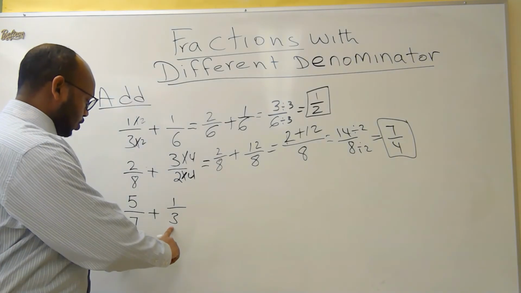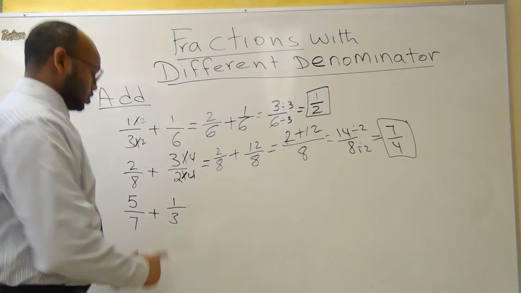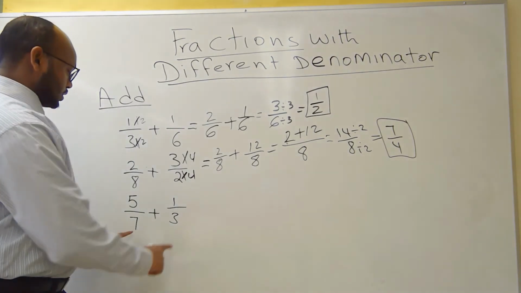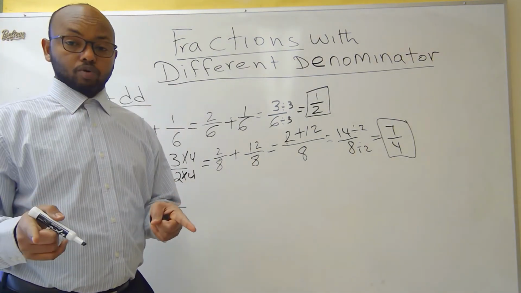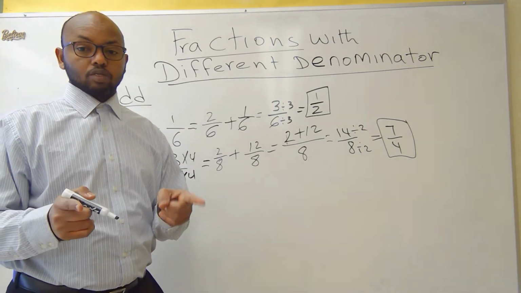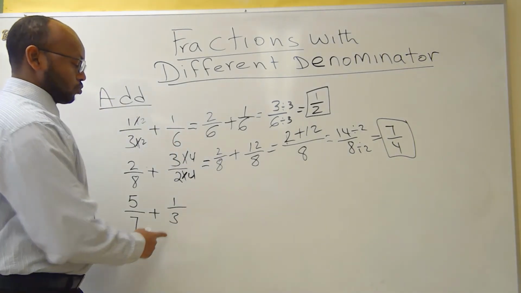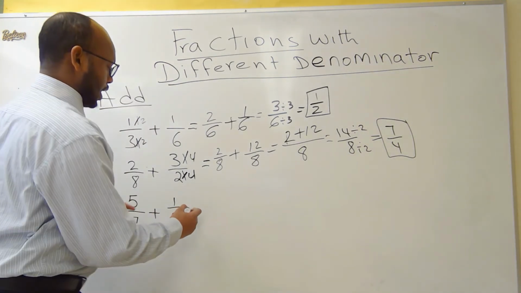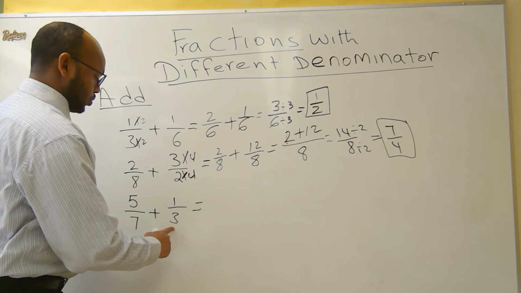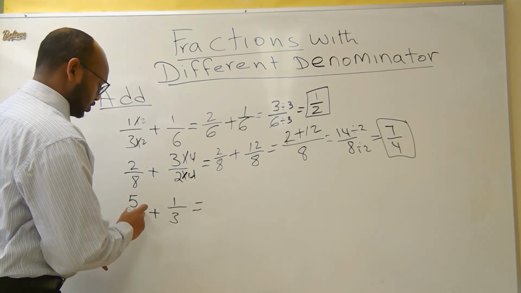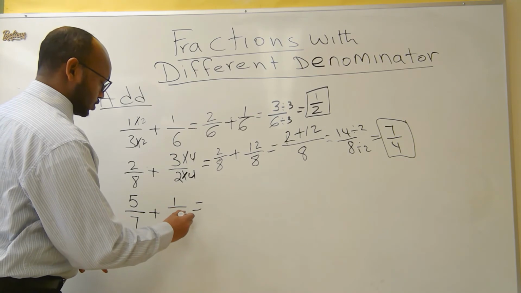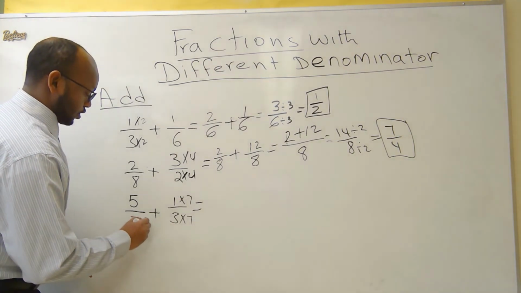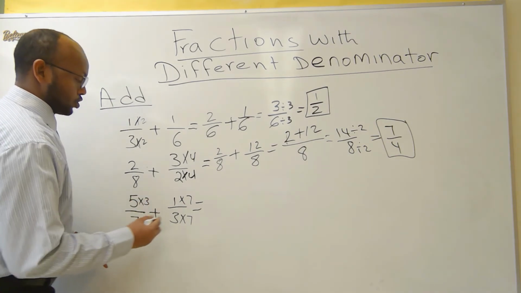How about if the denominators are different and neither is a multiple of the other? What will happen? Like 3 and 7, both of them are odd numbers, and I can say they are prime numbers. So it's not possible to get the multiples of each one by the other. So what I will do is multiply the denominator of the first fraction into the second fraction, and the denominator of the second fraction into the first fraction. Then I will get a common denominator.